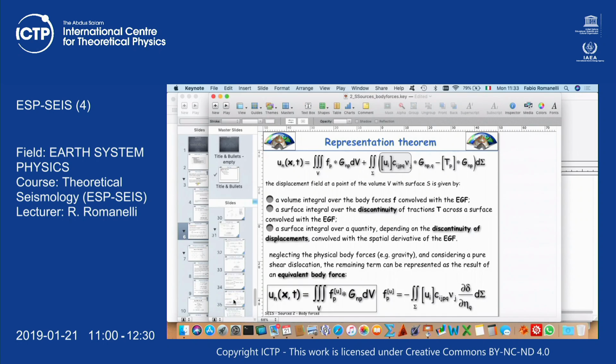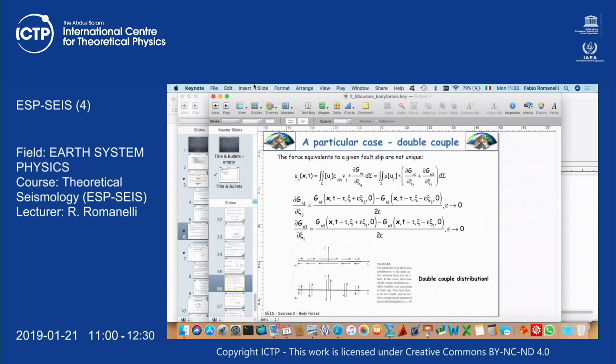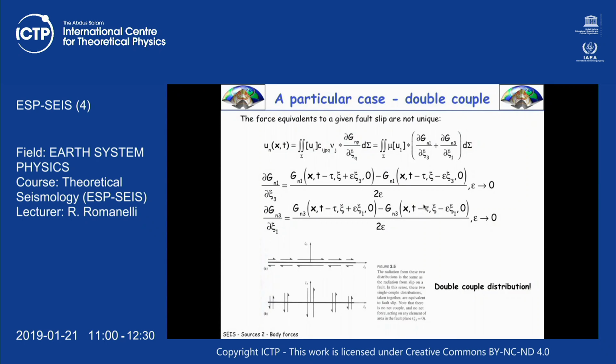Okay, let's go back here. Now, there are many ways to write that expression. Here there is another one. Actually, it's the one that I prefer. Please remember, integral over the fault area of a slip, of the properties of the medium, the normal of the fault, and the spatial derivative of the Green's function.